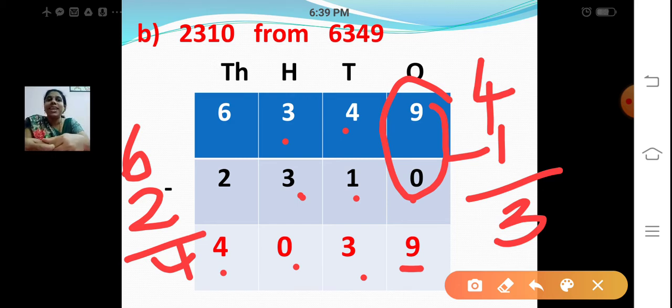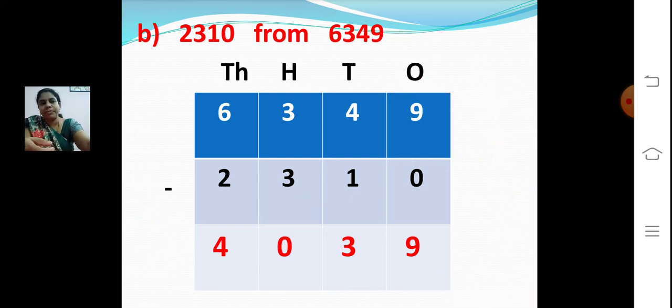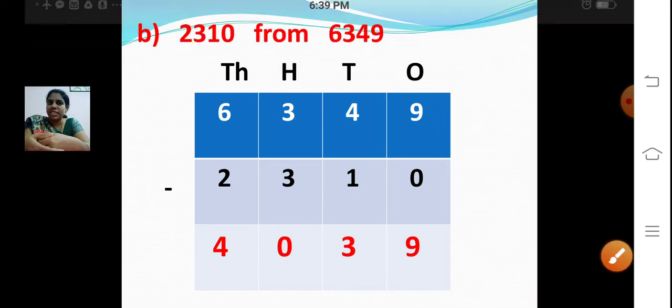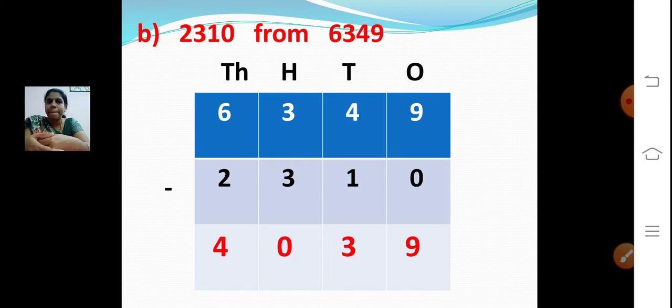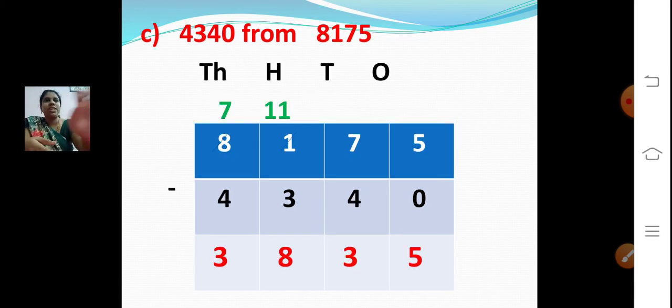So my answer is 4039. When you subtract 2310 from 6349, my answer is 4039. So first we have to subtract the ones place. 9 minus 0, 9. Now tens place. 4 minus 1, 3. Then hundreds. 3 minus 3, 0. Then thousands place. 6 minus 2, 4. Let's move on to the next sum.